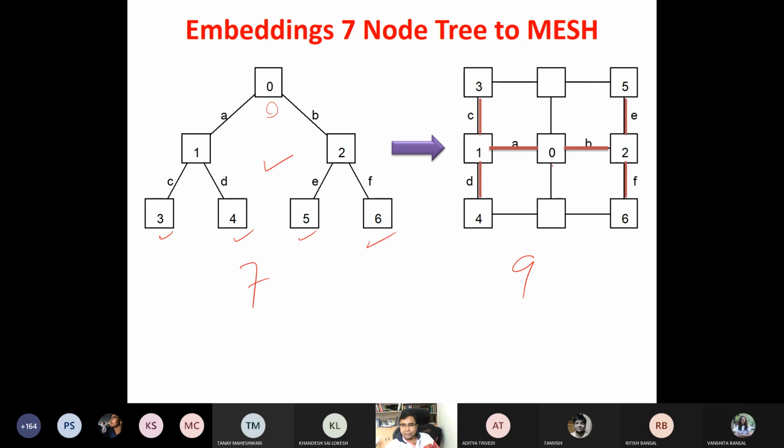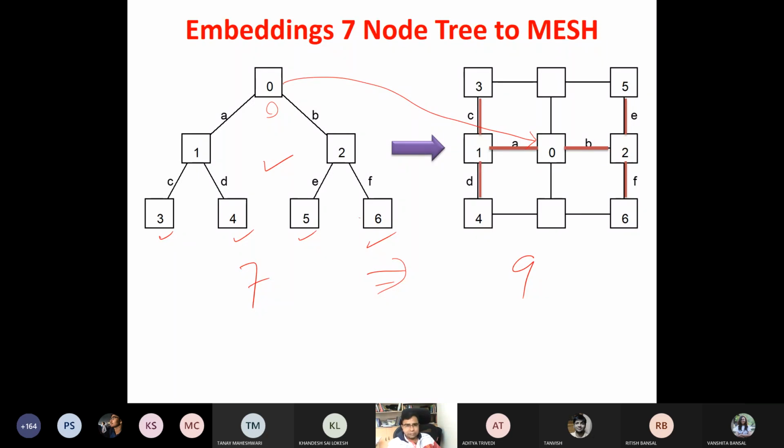Node 0 is mapped to this place, node 1 is mapped to this place, then 2 is mapped to this place. This is the same tree. We can replicate this because we have a 7 node tree and a 9 node mesh, and we are able to map the tree to this mesh very nicely. Node 0 is mapped to the central location, then 1 is the left one, then 2 is the right one, and 5 and 6 are mapped from 2 like this.